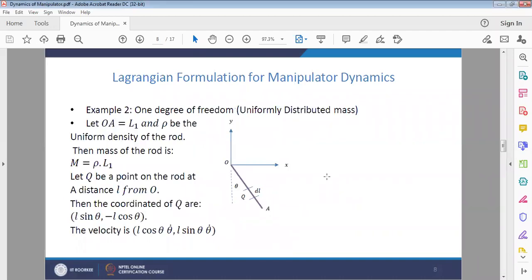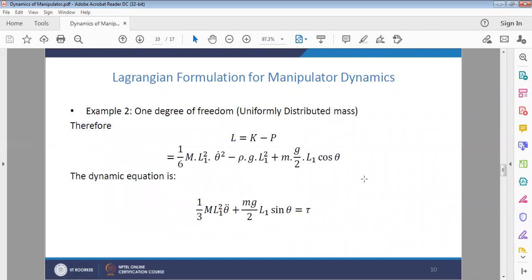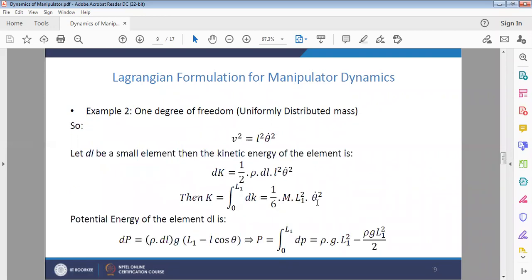The second problem is the same 1 degree of freedom manipulator, but the difference here is that the mass, instead of being concentrated at one point, is distributed uniformly along the length of the link. With this difference, we have seen the mathematical equation for the torque. Okay, so this is the torque equation.